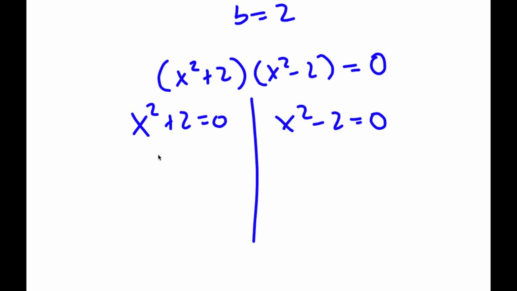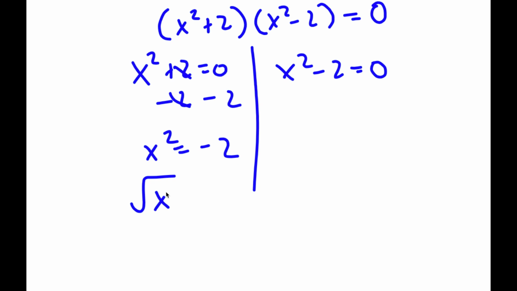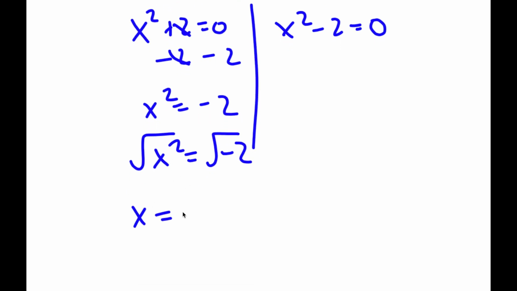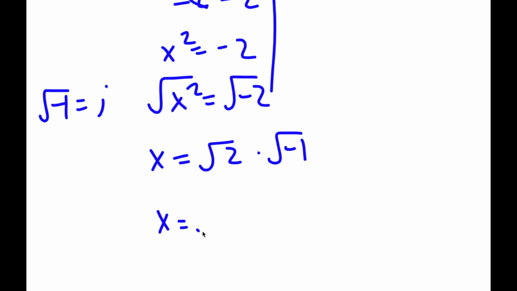So for x squared plus 2 equals 0, simply subtract 2 on both sides and have x squared is equal to negative 2. Now I'm going to take the square root on both sides. The square root of x squared is x, and the square root of negative 2 is the same thing as the square root of 2 times the square root of negative 1. And if you already know, the square root of negative 1 is equal to i. So now I have x is equal to square root of 2 i. This is plus or minus.